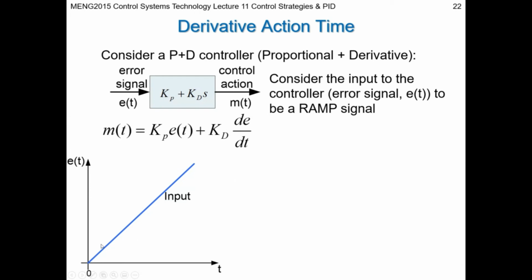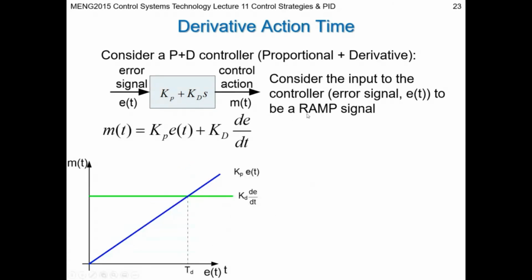So for this one, we define that the error is growing at a steady rate. So we're defining that so we can define what our derivative action time is. So when we define that the error is growing at a steady rate, then our control action from our proportional controller is going to be the error times Kp, and the error is growing steadily, so our Kp times our error is also going to grow steadily. It's a ramp. But because the error ramp is constant, we're going to get a constant rate of change of error, dE by dt, multiply that by a derivative gain Kd, gives you this green line.